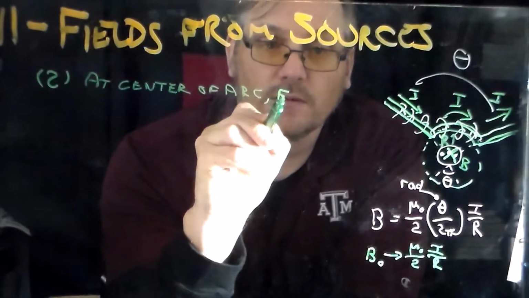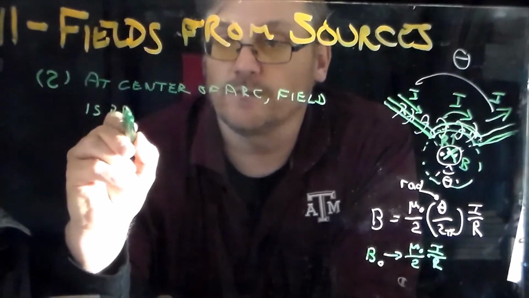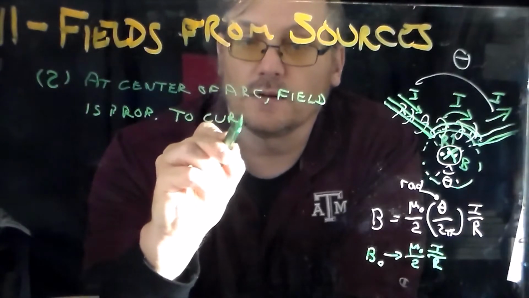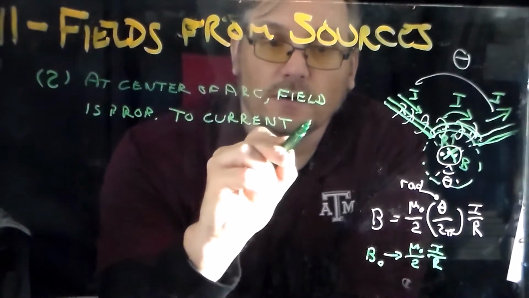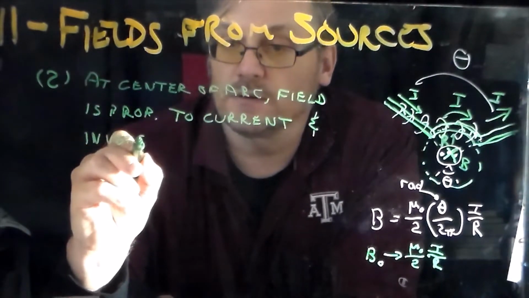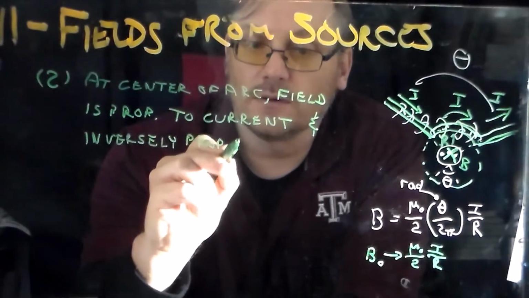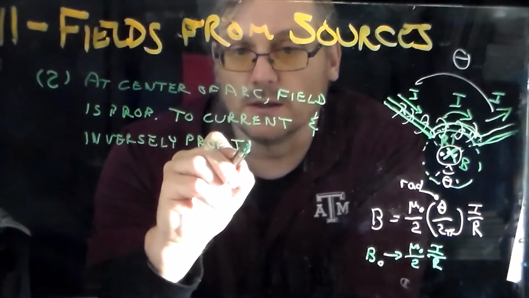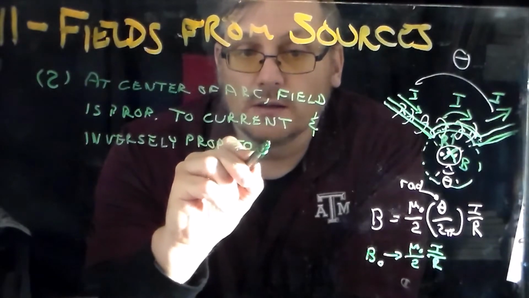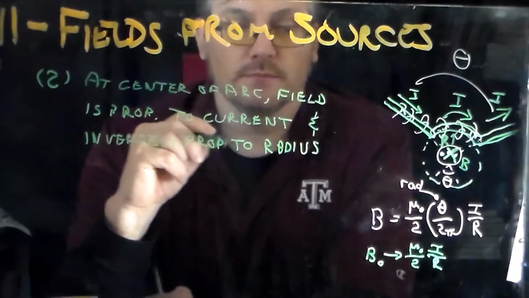The magnetic field is proportional to current and inversely proportional to the radius of the arc. Okay.